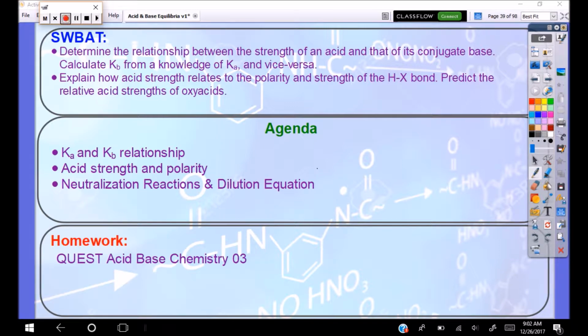We're also going to get into neutralization reactions a little bit, and the dilution equation, and how that relates to some of the upcoming lab procedures. This pairs well with the quest on acid-base chemistry number 3.